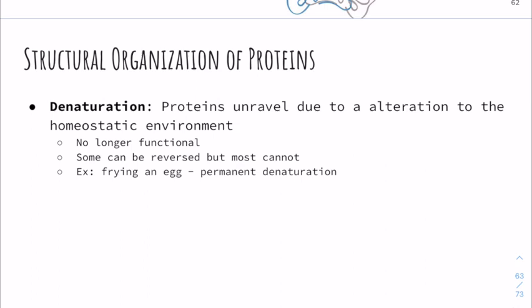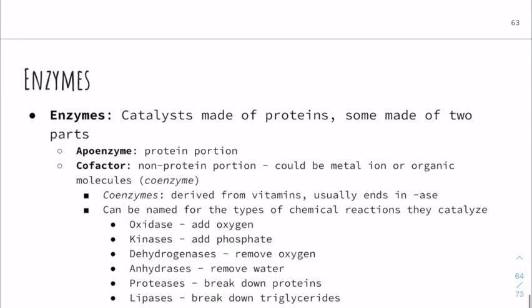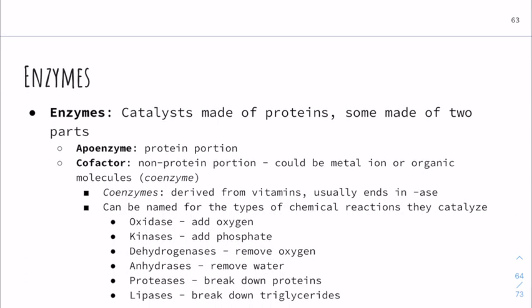Enzymes. Other stuff found in the body. Again, we've talked about enzymes. They're catalysts. They tend to be made of proteins, and some are made of two parts. We have an apoenzyme, which is a protein portion, and a cofactor, which is the non-protein portion. It could be a metal ion or an organic molecule, which is a coenzyme. Coenzymes tend to be derived from vitamins.